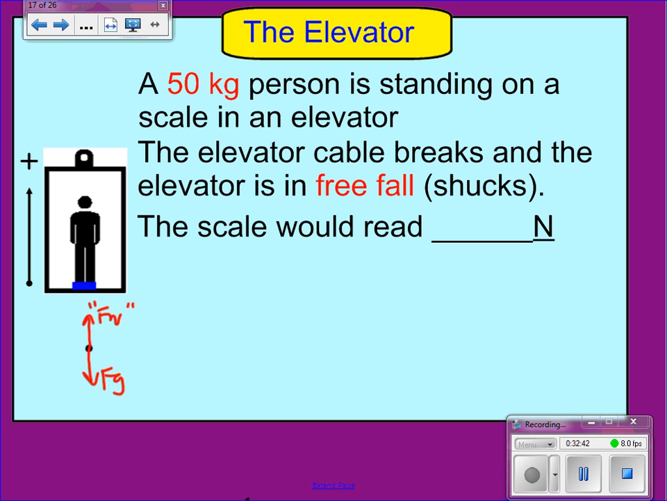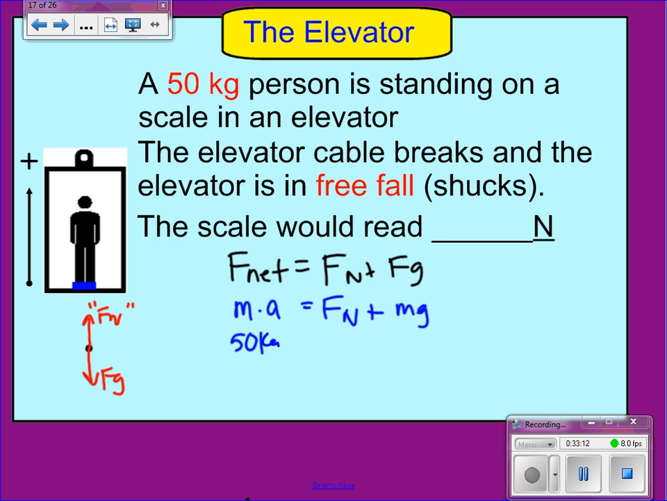All right, we have to think about what's happening here. You might be thinking to yourself, wait a minute, I don't know what the elevator's acceleration is. Well, let's think about that. Your force net, in this case, is still force normal plus your force gravity. And we know that can be rewritten as mass times acceleration equals force normal plus mass times g. Okay, so the mass of you is 50 kilograms still.